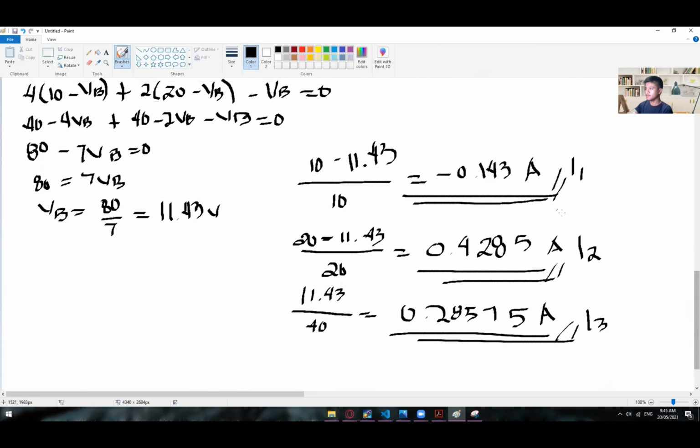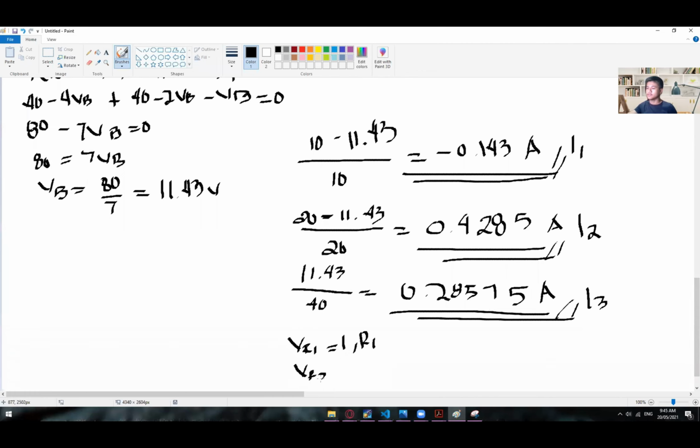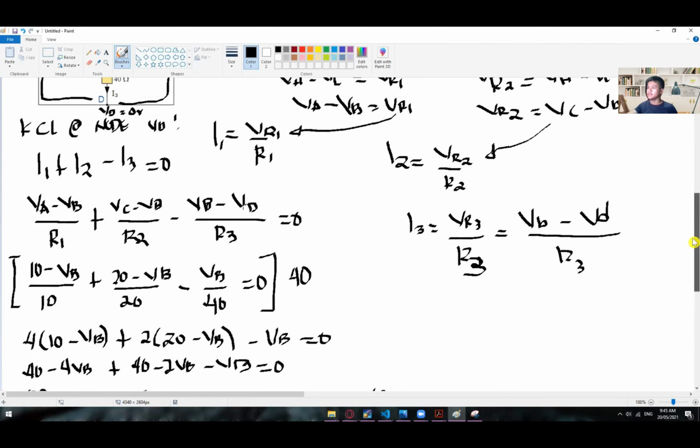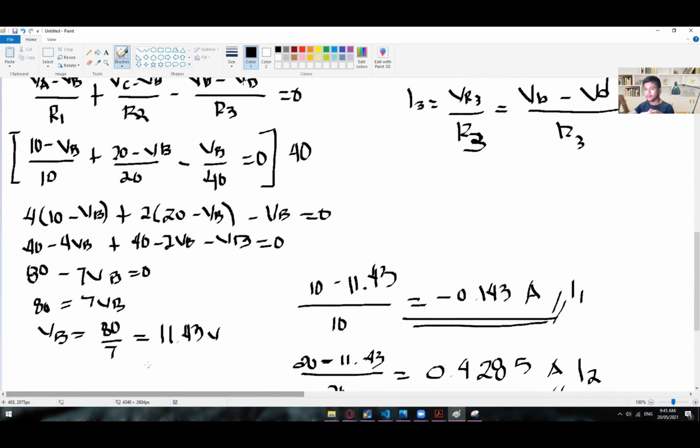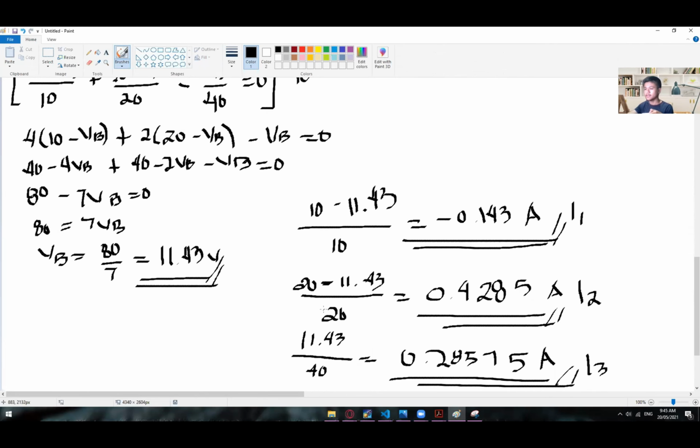So there you go. From here, you can also solve for VR1, VR2, and VR3 since we now have the individual currents. I will not show those anymore since they are very obvious. VR1 is equal to I1 times R1, VR2 is equal to I2 times R2, and VR3 is equal to I3 times R3. Our main goal here is just to get the voltage across VB and the current across it, which is 0.28575.